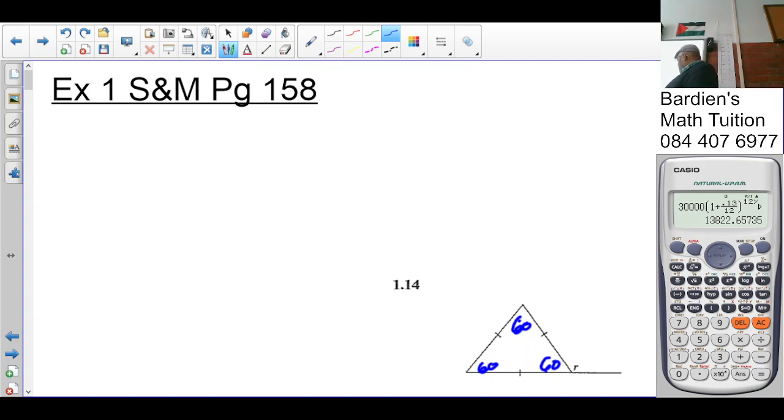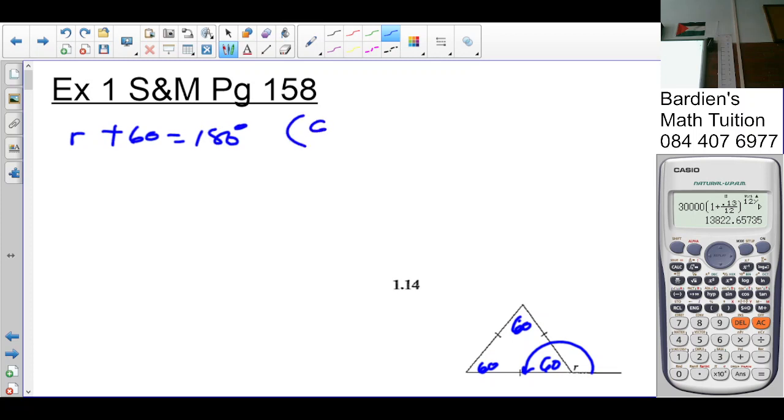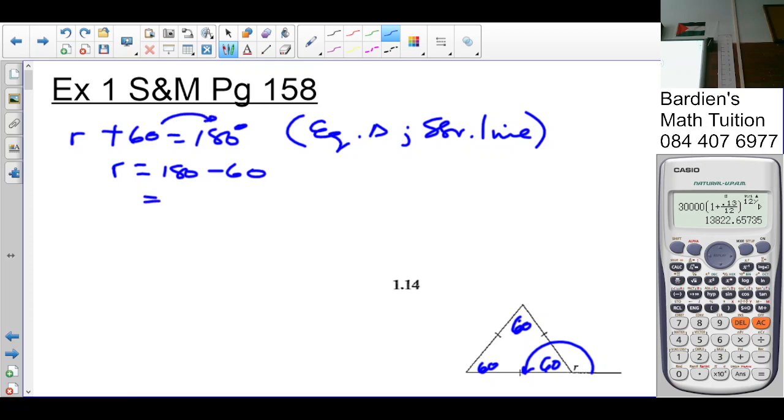Or R plus 60 is equal to 180. Why? Straight line. So we're going to say R plus 60 is equal to 180. I use two theorems: the fact that it's an equilateral triangle, and angles on a straight line. So R is 180 minus 60, which is? What's 180 minus 60? 120 degrees.